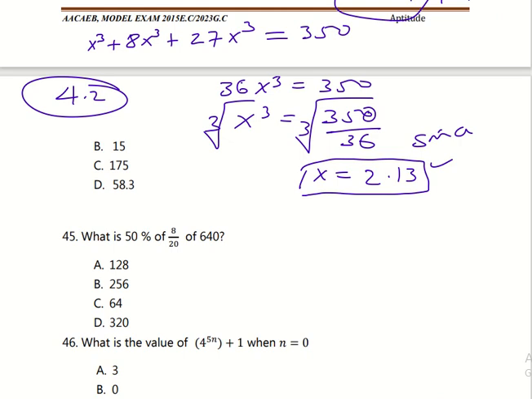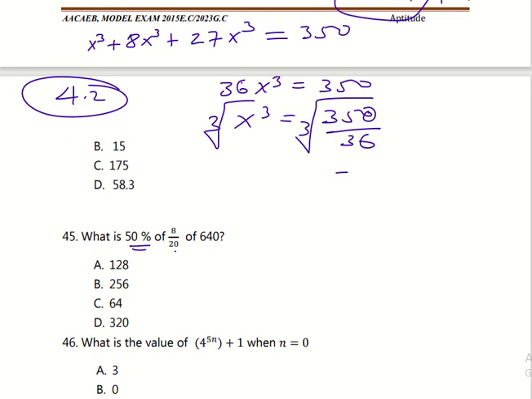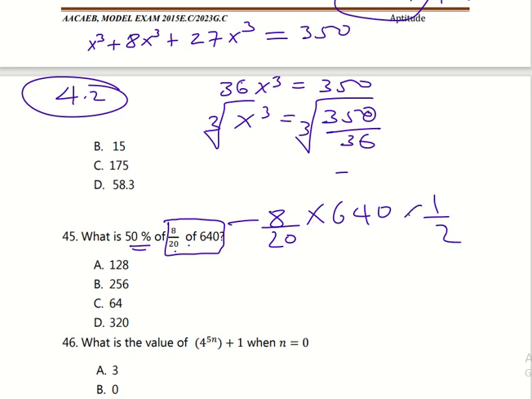The next question, it says, wait, let me clear this area. Okay, the next one, it says what is 50% of 8 over 20 of 640? That means half of what? So first I have to get this one: 8 over 20 times 640 times half. 50% of means half of it. It's multiplying.